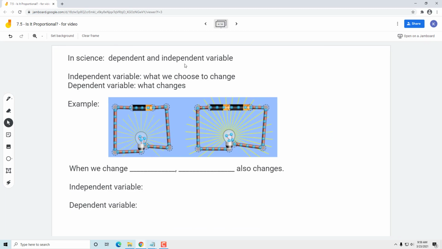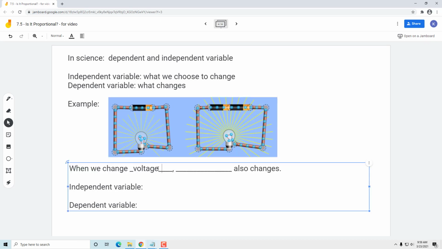In science, we have dependent and independent variables. For example, we might change the number of light bulbs, and we find that the light is more bright. When we change the voltage, the current also changes. We are changing the voltage. That's the one we choose. That's the independent variable. That causes current to change. Current is the dependent variable.